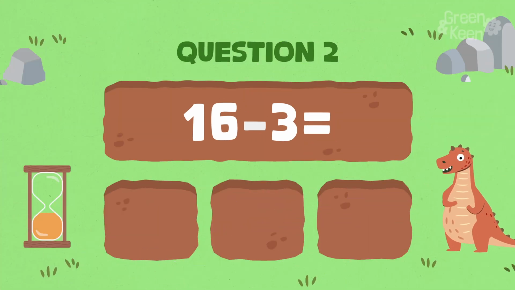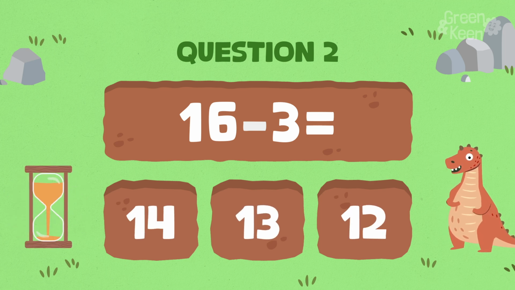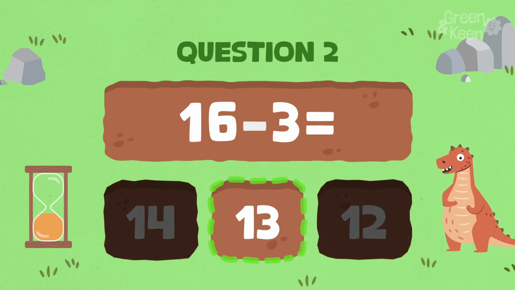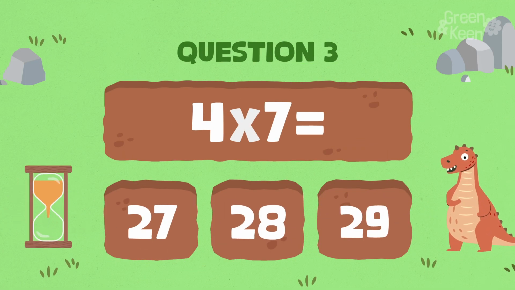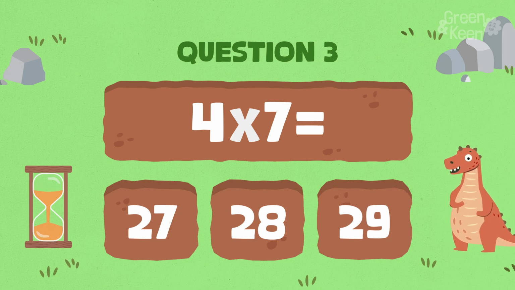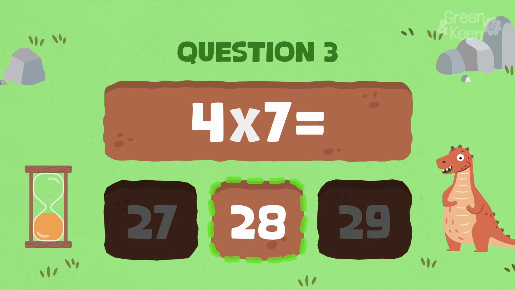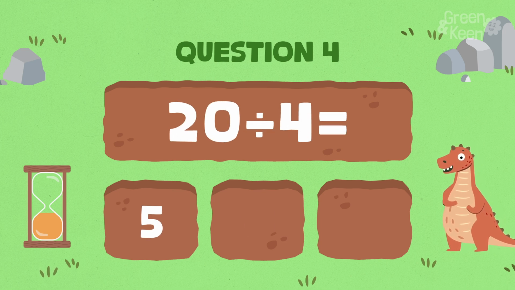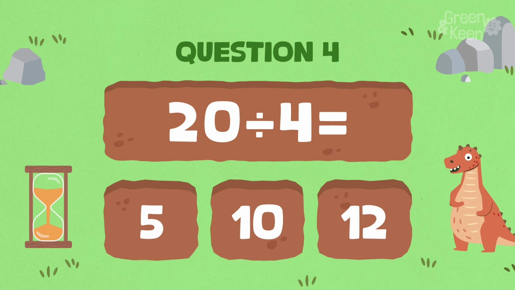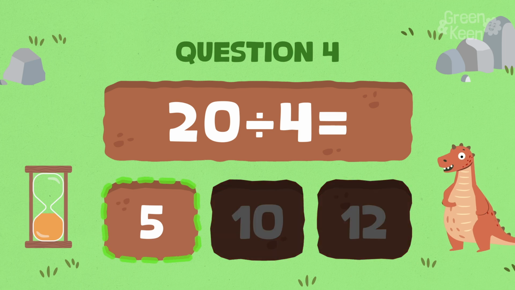Question number 2, 16 minus 3 equals... The answer is 13. Question number 3. 4 times 7 equals... The answer is 28. Question number 4. 20 divided by 4 equals... The answer is 5.